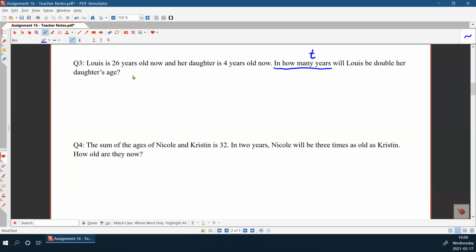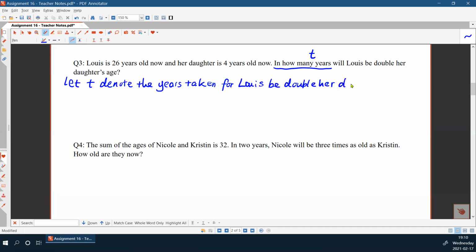So here, we can say that let T denote the years taken for Louise to double her daughter's age.